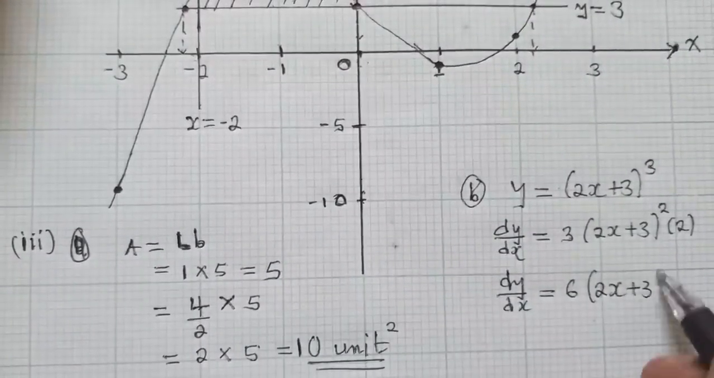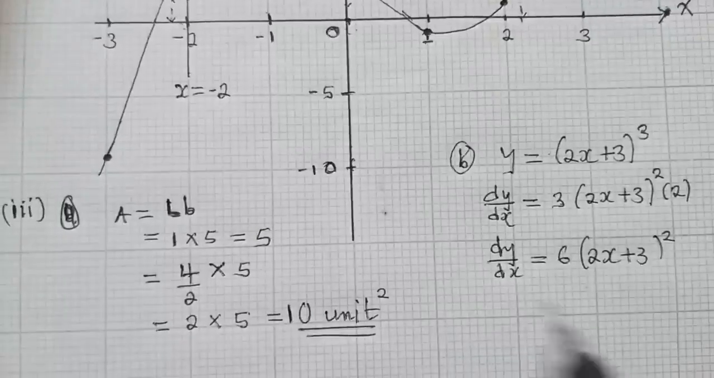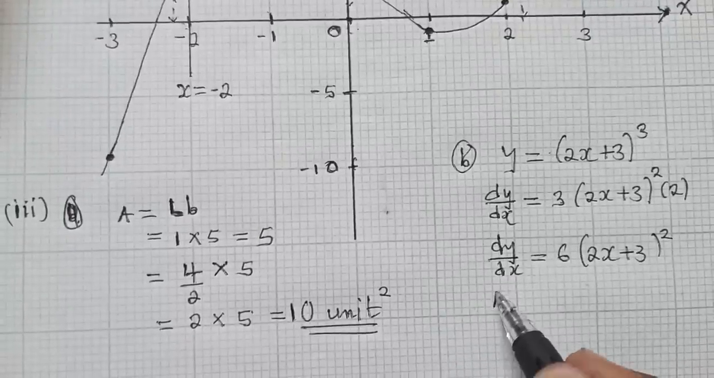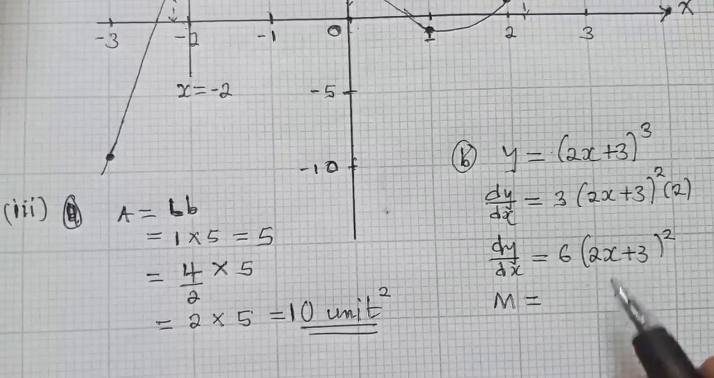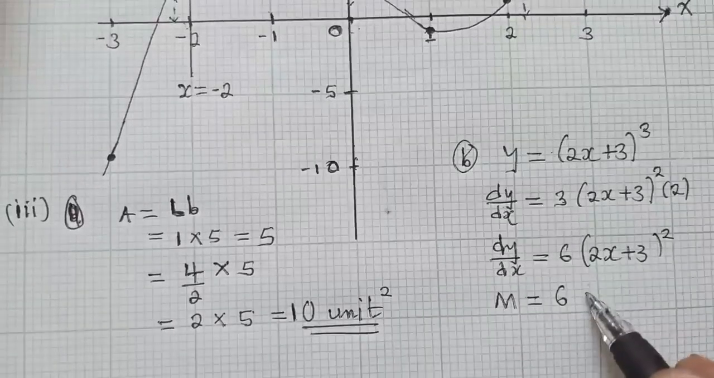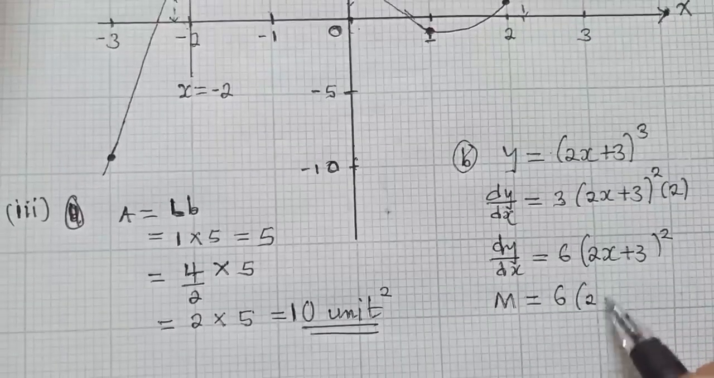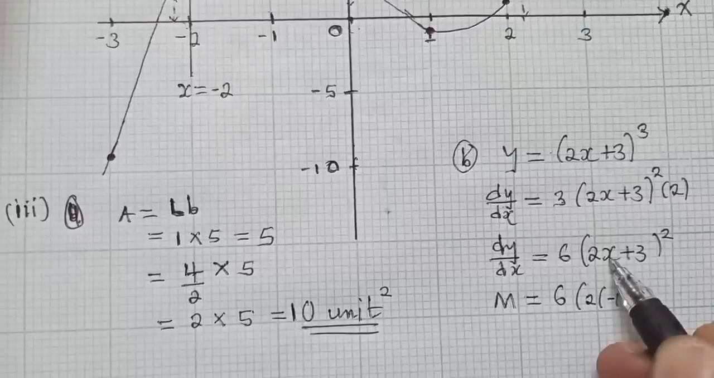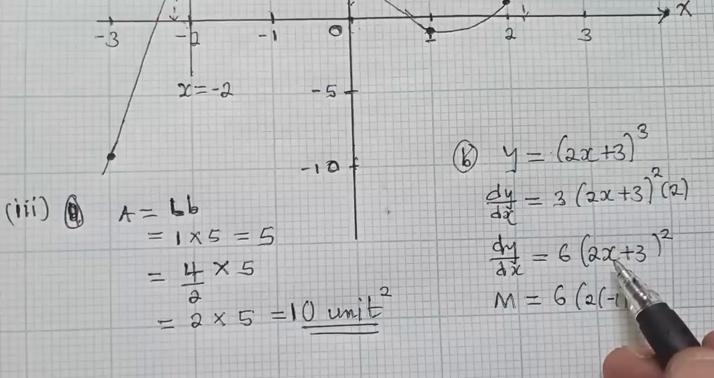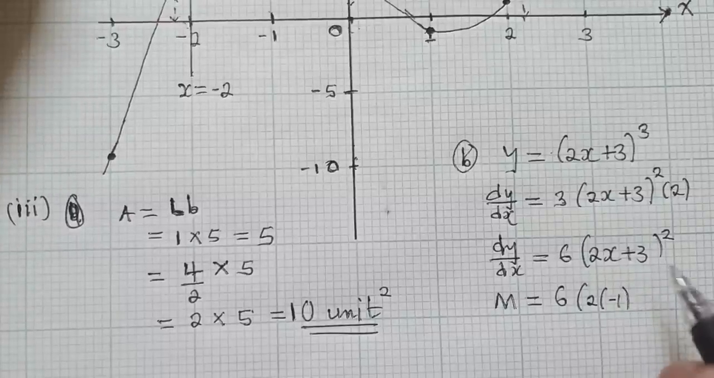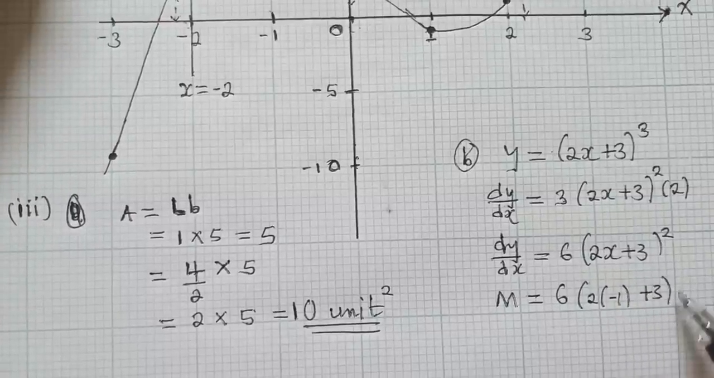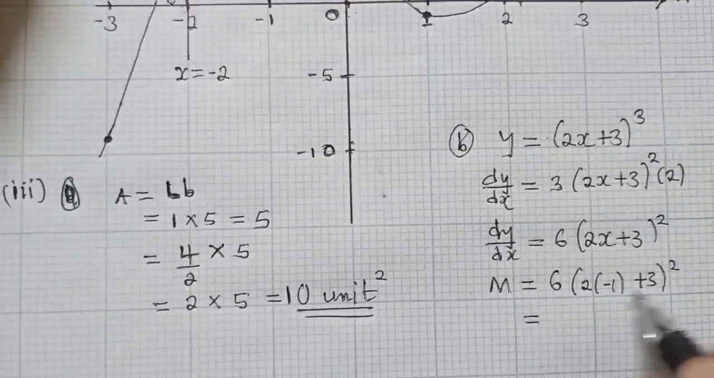2x plus 3 and the power 2. Okay, so this is the derivative, m. This is the derivative, okay? So now, to finish it up, we shall put the value of x here. We have been given the question, the value of x is negative 1. And then we solve. So when we solve everything.